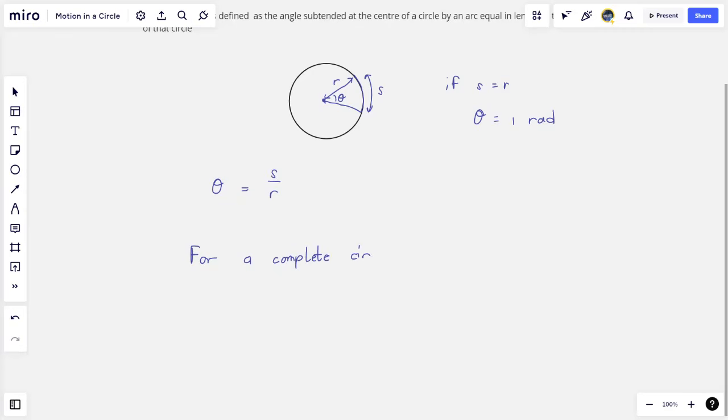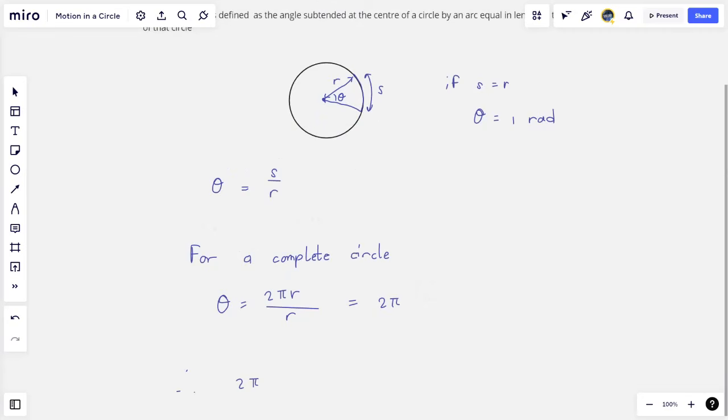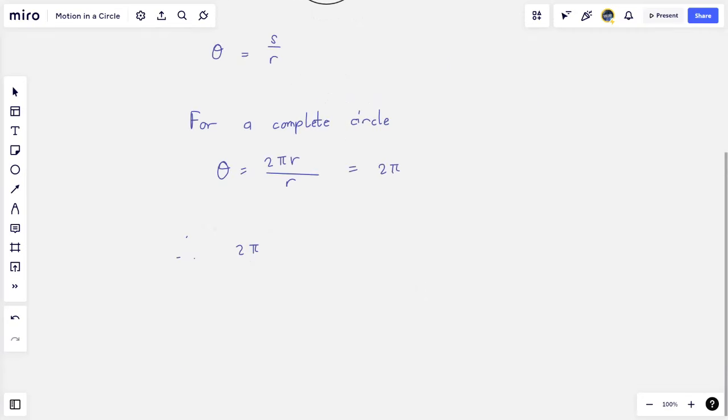So if I have a complete circle, my number of radians, if I were to take a walk around this entire circle, where my arc length S was now the circumference of the circle, S would be 2 pi r. So theta would be 2 pi r divided by r. Guess what? The r's cancel. All I'm left with is 2 pi.